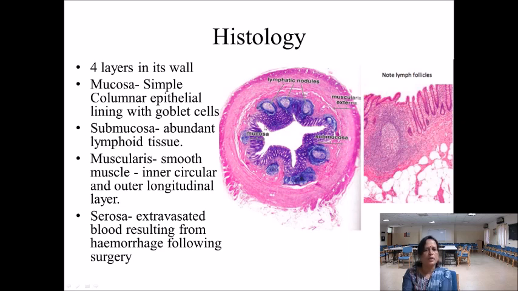Then submucosa. See, this is the mucosa, then this is the lamina propria, then the submucosa. The submucosa has abundant lymphoid tissue, both primary and secondary lymphoid follicles. The secondary ones are those which have shown reaction, with a prominent germinal center. Then the muscularis is inner circular, outer longitudinal, just like that of the large intestine. Then the serosa is the outer covering, made up of connective tissue, blood vessels and so on. Then comes the fat, the mesoappendix, that surrounds the appendix.